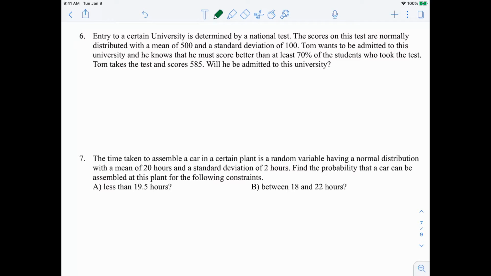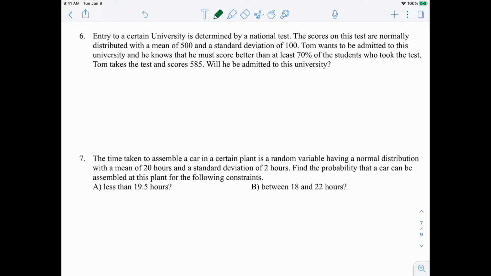Okay, so let's go ahead and look at number 6. Entry to a certain university is determined by a national test. The scores on this test are normally distributed with a mean of 500 and a standard deviation of 100. Tom wants to be admitted to this university and knows he must score better than at least 70% of the students who took the test. Tom takes the test and scores 585. Will he be admitted to this university?